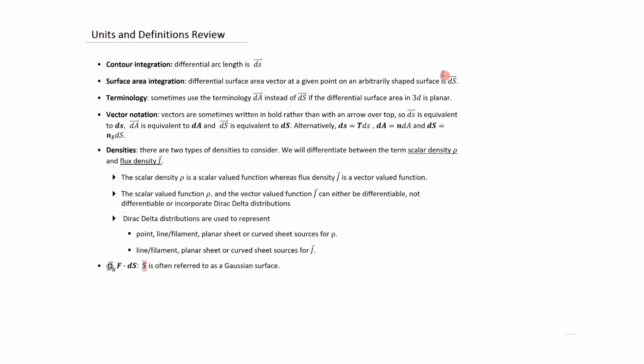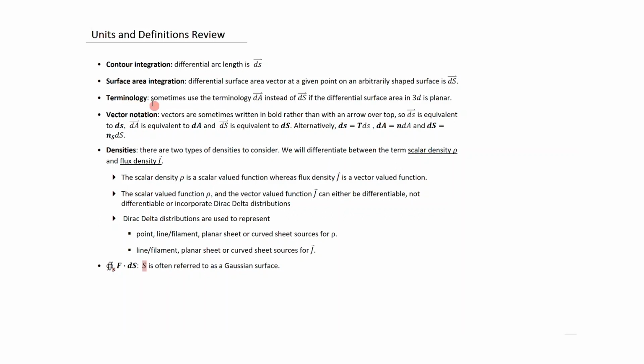All right, some units and definitions just to review. Again, contour integration, its differential arc length is typically given this notation, ds with an arrow over top. Surface area integration, the differential surface area vector at a given point on an arbitrarily shaped surface is just dS with an arrow over top.